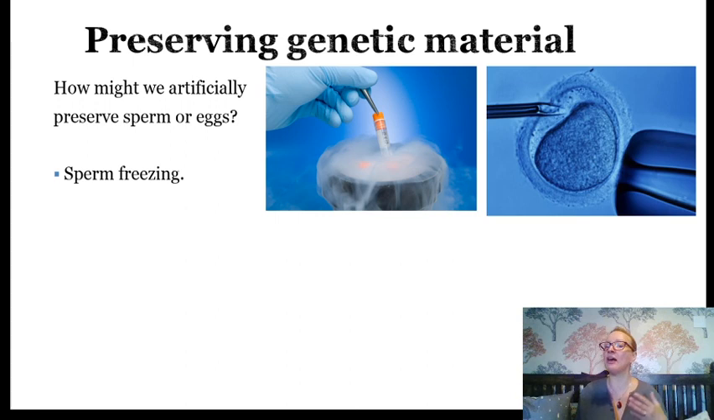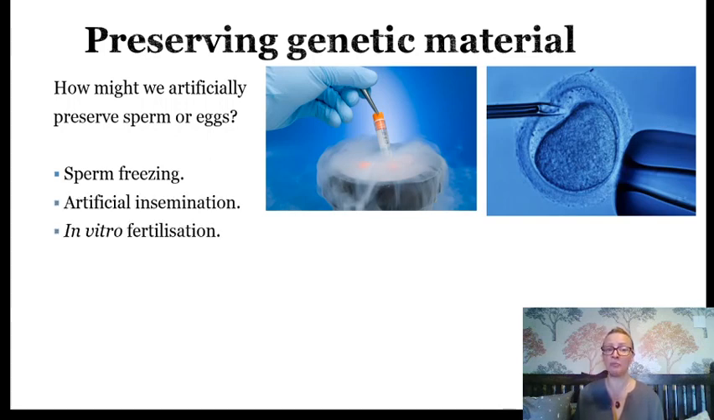So another thing that these zoos will do is preserving genetic material. So they might, for instance, freeze sperm and use that sperm then for artificial insemination through the process of in vitro fertilization. And then they can do embryo transfer methods, which we'll look at in the second year.